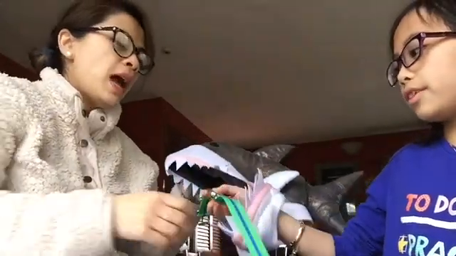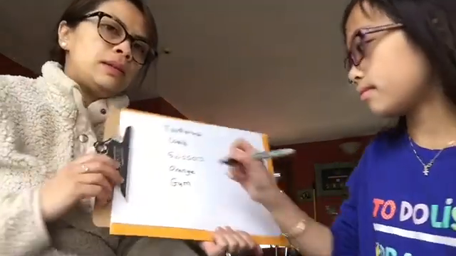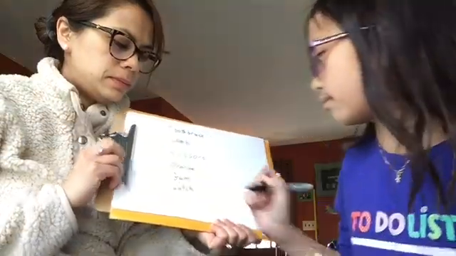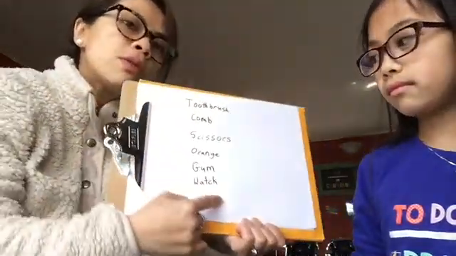A watch. A watch. That's right, it is a watch. And what does the word watch begin with? W. W. That's right. All right, that's right. She wrote the word watch. Good job. Give yourself a check. Another check.